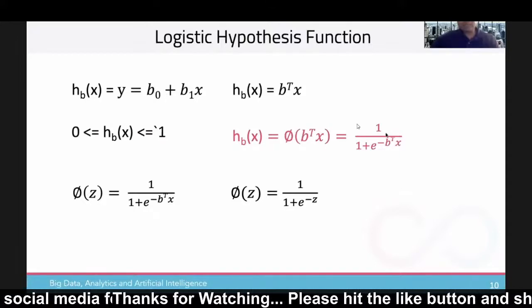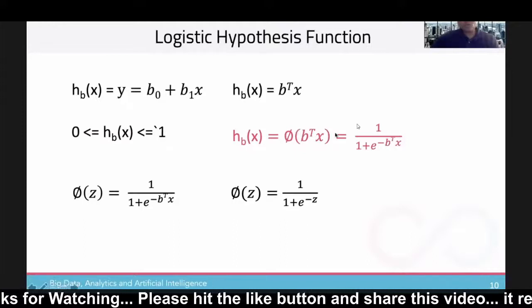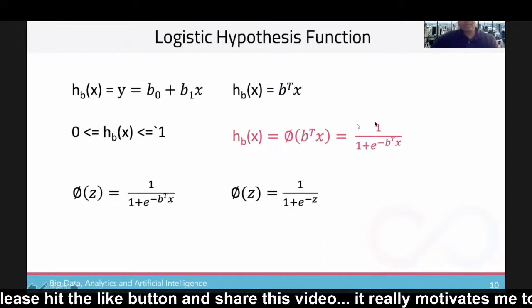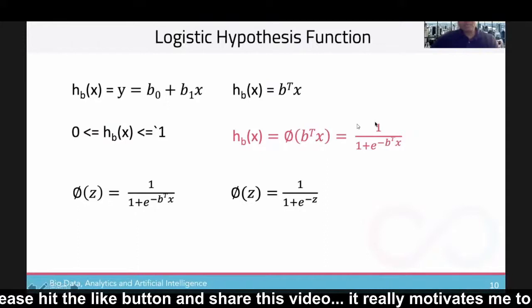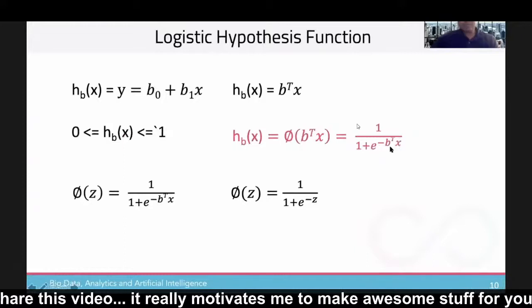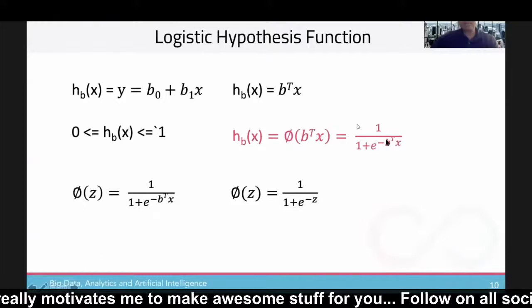This is beta transpose x. So we put that value, and we know from our equation, if we wanted to build a sigmoid function, that the equation is 1 over 1 plus e to the power minus g, and if we put that value, we get this function: 1 over 1 plus e to the power minus beta transpose x.